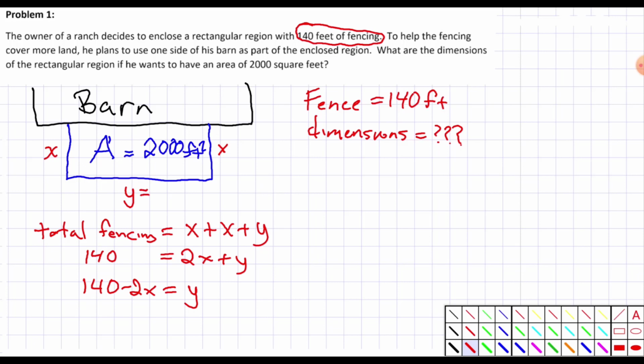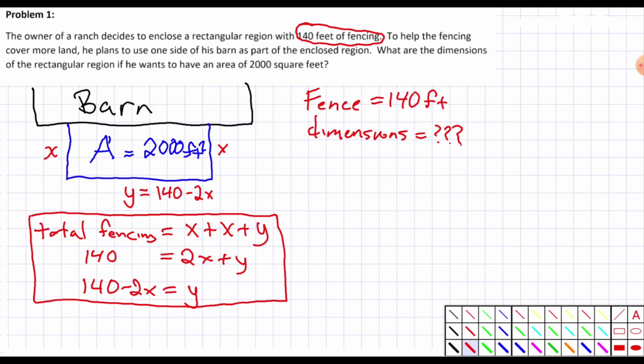So I could say this side is really equal to 140, the total amount of fencing, and then subtract the 2x, or whatever the other two sides are. Alright, perfect. So this is what I have so far. This is key, and in most of these problems you're going to have to do something like this: rewrite one variable in terms of the other one. So that's how we do that one.